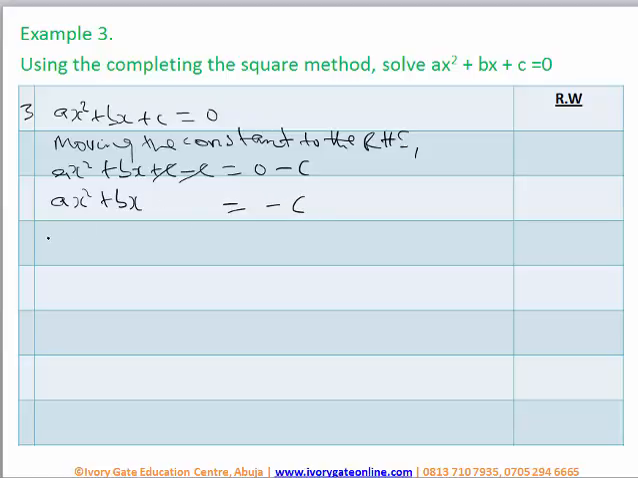Then the next step is to divide through by the coefficient of x squared to make the coefficient of x squared unity.